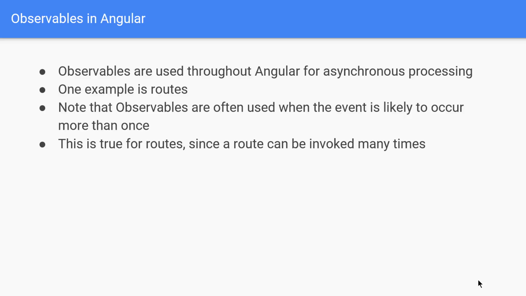Observables are used throughout Angular for asynchronous processing. One example of this is routes. Note that observables are often used when the event is likely to occur more than once. An observable stream then provides the best method for receiving notifications for when these values are changed. This is true for routes since a route can be invoked many times.